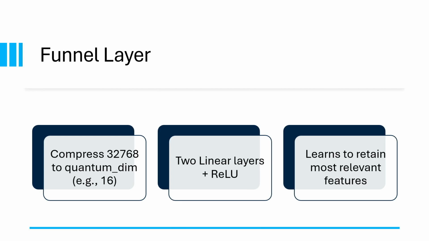In this funnel layer, the main goal of this model is to keep everything lightweight, and I pretty much trained this entire model on Colab. The main goal is to get that 32K dimensional vector into just 16. This is done using two linear layers plus ReLU. You could call it the funnel layer or the filter layer, either one works. And the idea is that over time it learns which are the most relevant features.